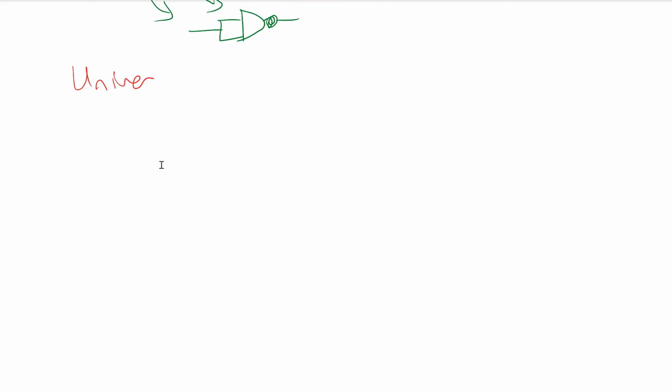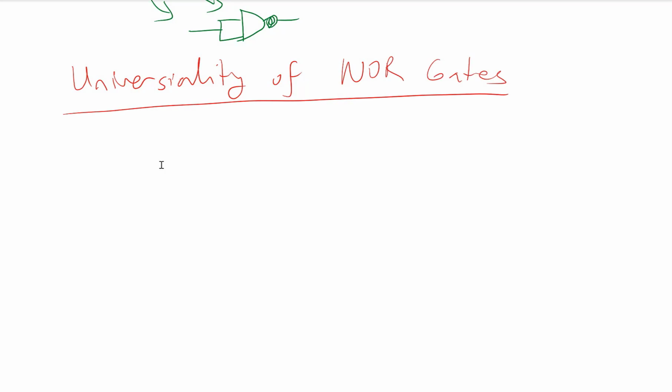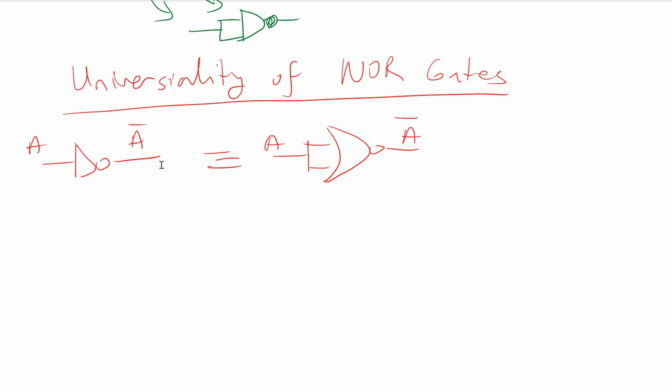Now let's see the universality of NOR gates. Similar to NAND gates, we can implement any function using NOR gates. So if I have an inverter here, I can do the same thing using a NOR gate. So this is the equivalent of the NOT gate using the NOR gate. So if this is A, this will be A naught. So you can see A or A naught will give you A.